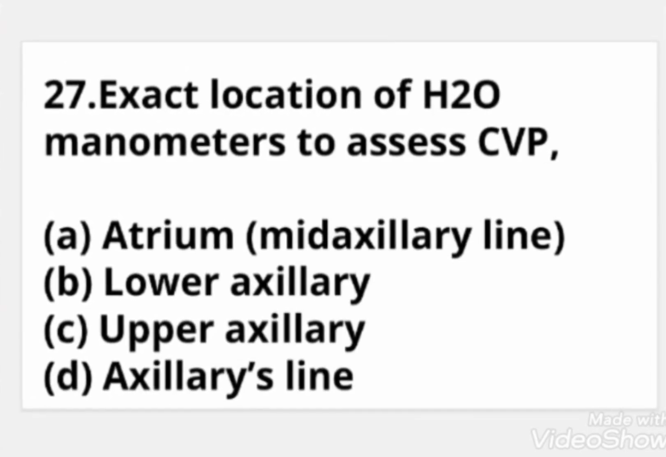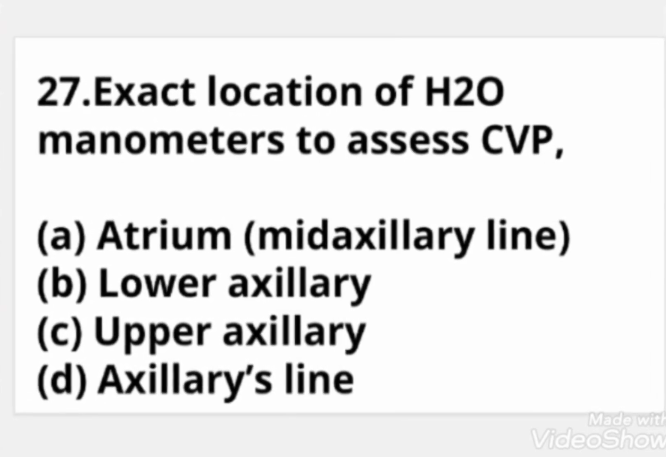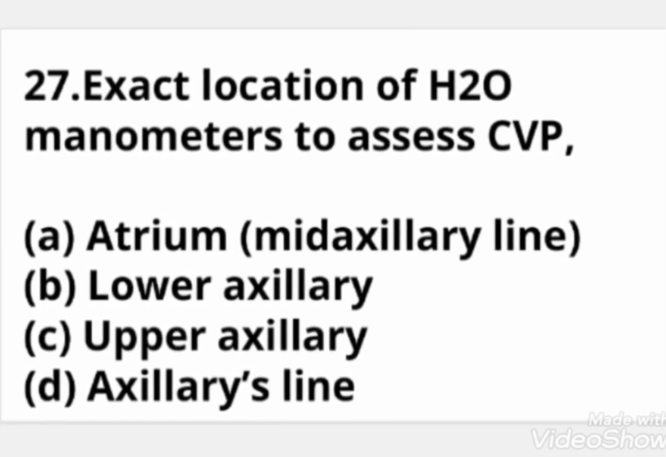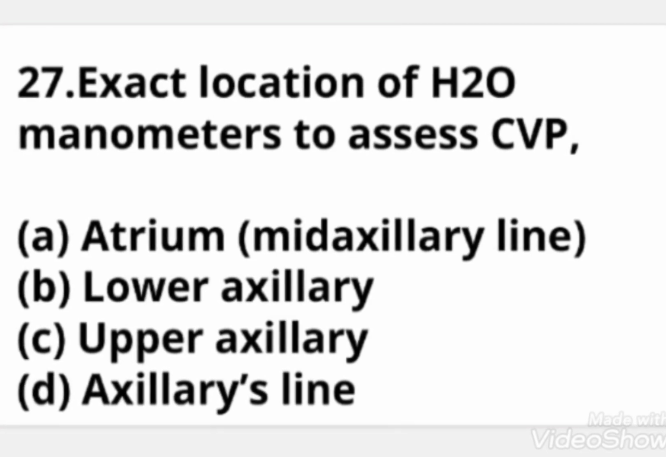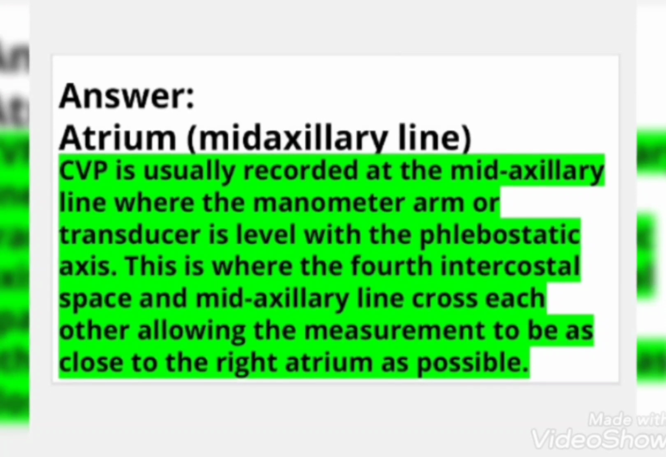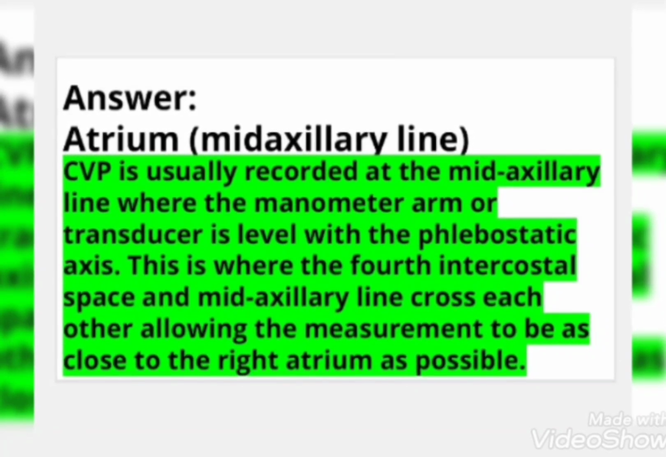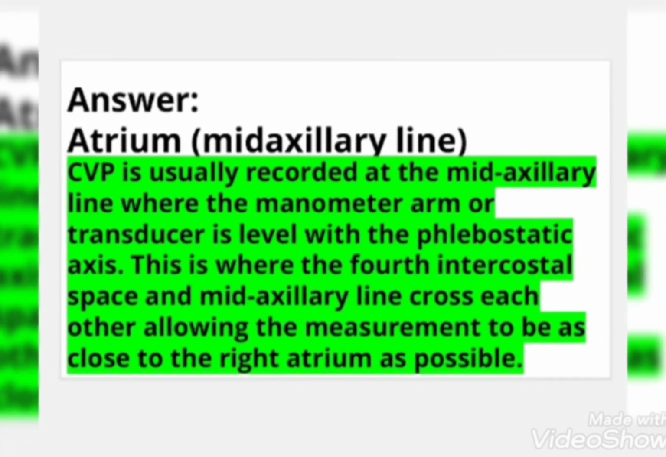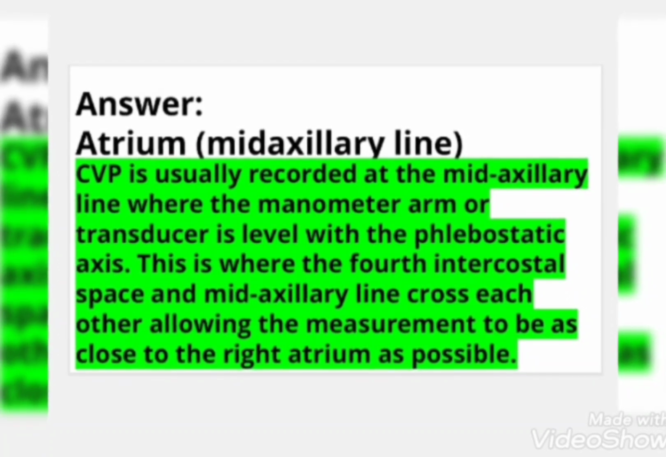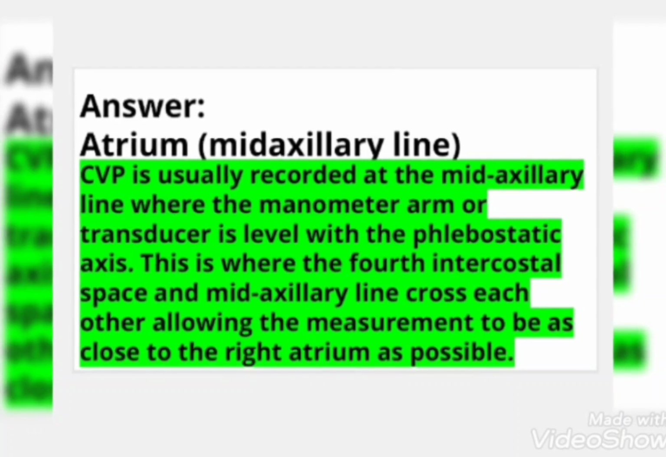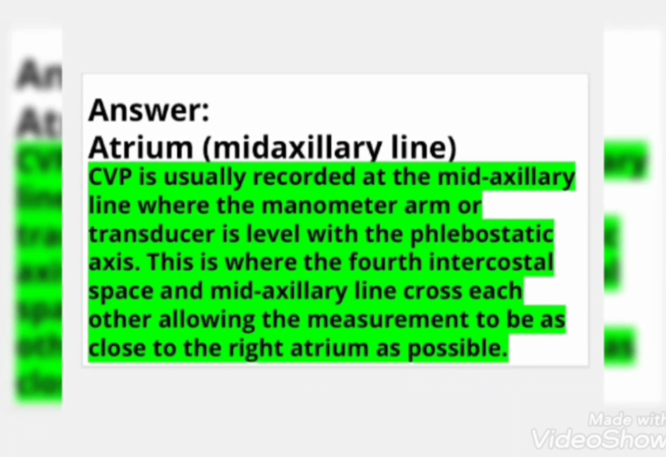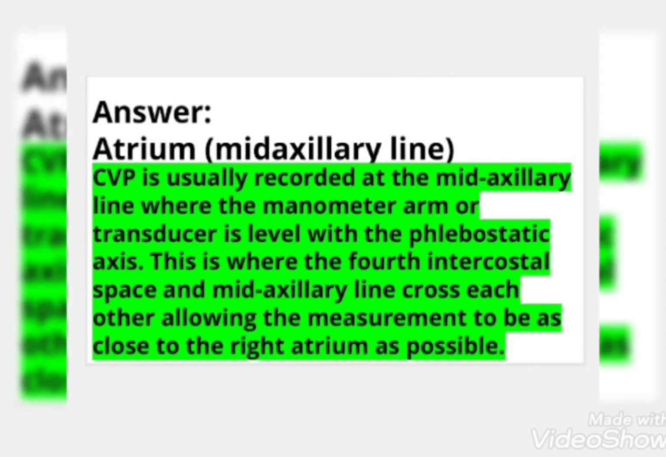27. Exact location of H2O manometers to assess CVP: A. Atrium, mid-axillary line, B. Lower axillary, C. Upper axillary, D. Axillaries line. Answer: Atrium, mid-axillary line. CVP is usually recorded at the mid-axillary line where the manometer arm or transducer is level with the phlebostatic axis. This is where the fourth intercostal space and mid-axillary line cross each other, allowing the measurement to be as close to the right atrium as possible.